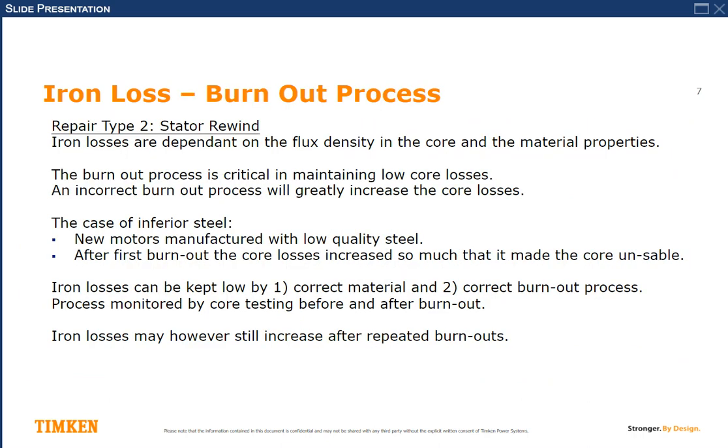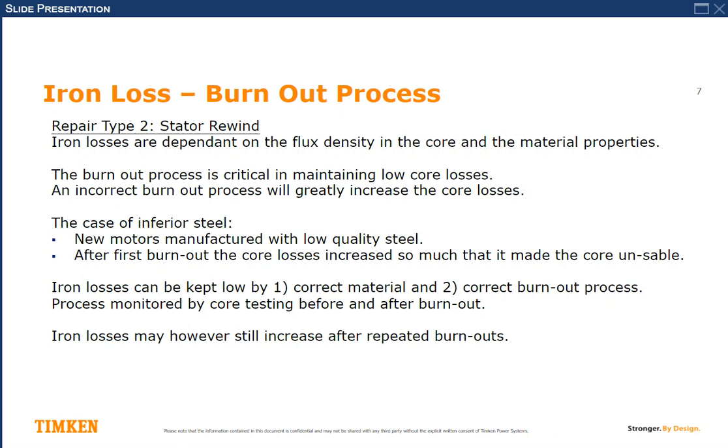Now let's take this type 2 repair where we do Stator rewind, let's look at this core material. The burnout process is absolutely critical in maintaining the low core losses. The lamination plates, which are the silicon steel plates, are insulated electrically from each other. And that reduces the core losses. That's why it's called laminations. But an incorrect burnout process could greatly increase the core losses by damaging this interlaminar insulation.